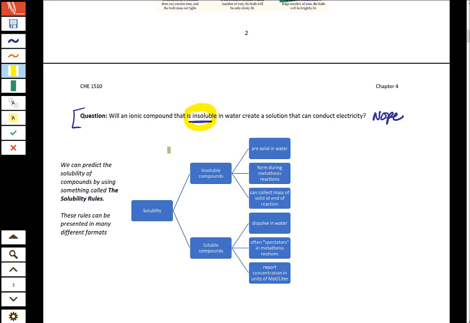Because we just said insoluble. Solubility means that something can dissolve in a solvent. And we can take this idea of solubility and apply it to all kinds of locations. So if we look at soluble compounds, which is what we're going to do next, these things dissolve in water. They are often seen as something called spectators in metathesis reactions. And we can report things that are soluble with respect to a concentration.